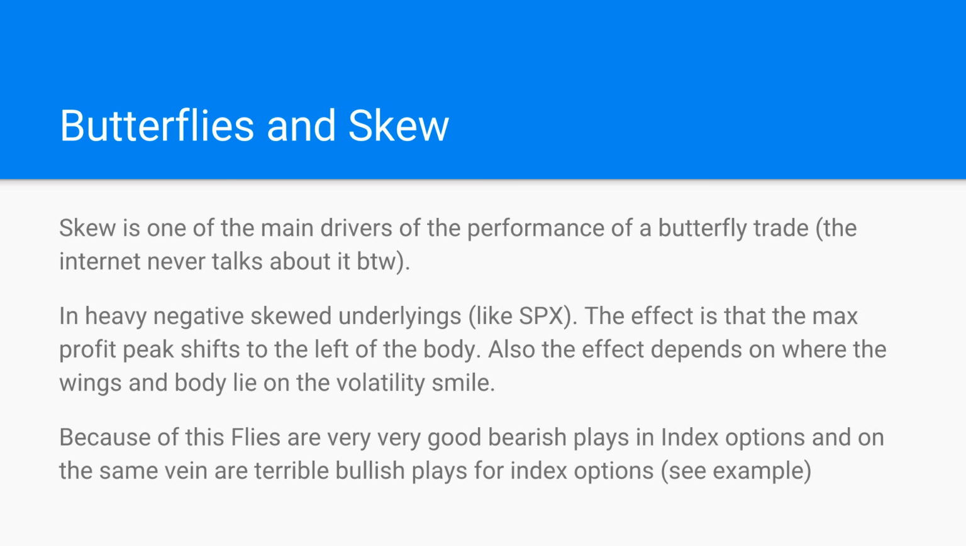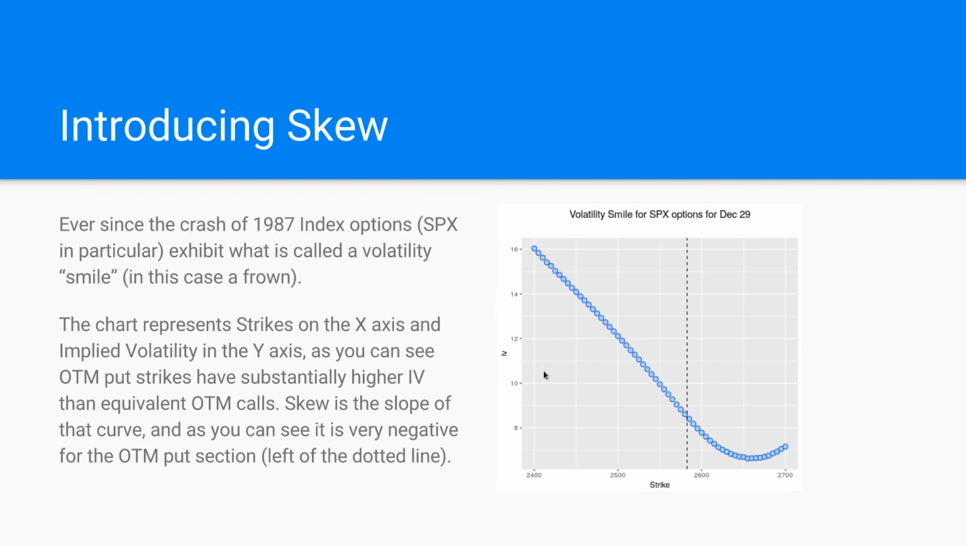And you guessed it, when you have negative skew, the peak is to the left, and if you have positive skew, the peak will be to the right. And if you didn't have a skew at all, if this line were flat, then the butterfly would behave like the diagram on the CBOE. It will be perfectly, always centered around the body. That's how it will be.